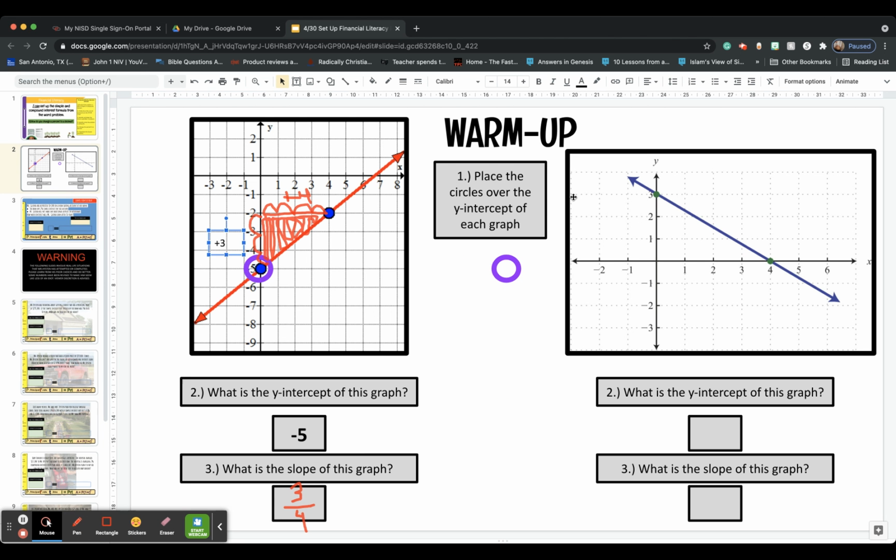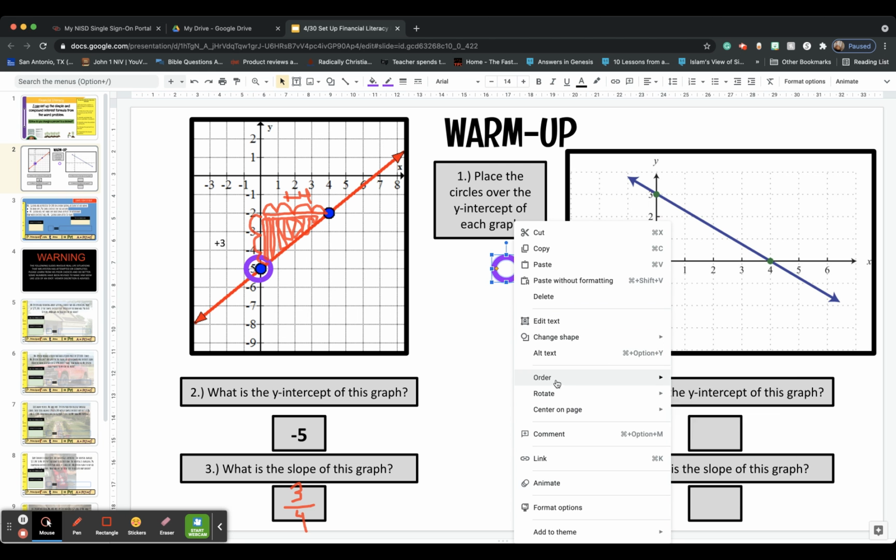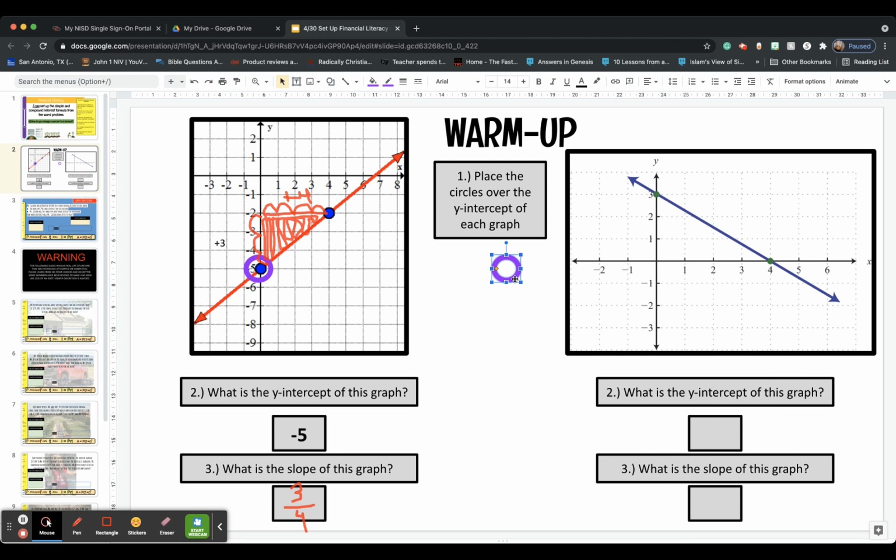On the one on the right, it says place the circles over the y-intercept of each graph. Once again, the y-axis is labeled, and this time we have a blue slope, but nonetheless it crosses at this point. So that would be at 3.